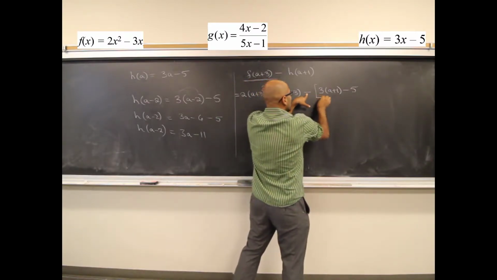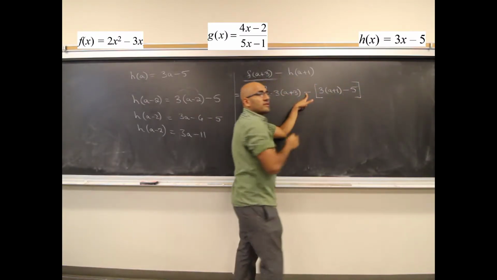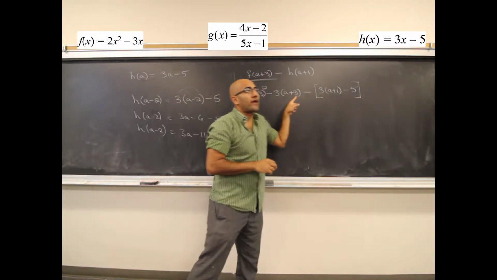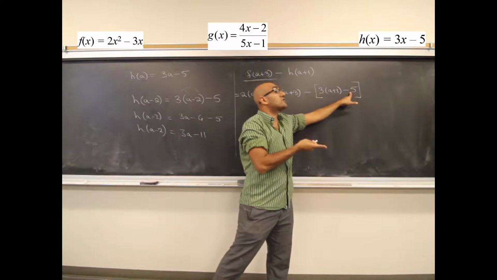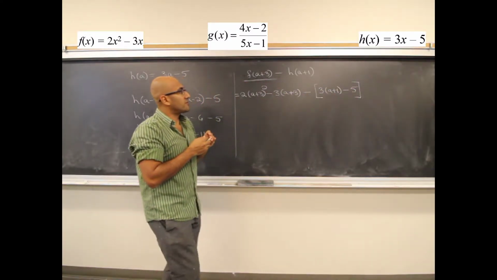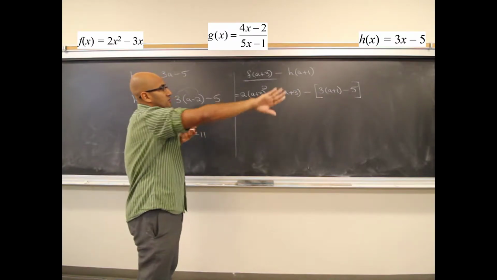So you have to introduce brackets or parentheses or something to show that this needs to be distributed amongst the whole thing. So really this ends up being a plus 5 at the end. That's what it needs to be. Otherwise you're going to be off. Okay, so just be careful with that. The minus applies to the whole thing.